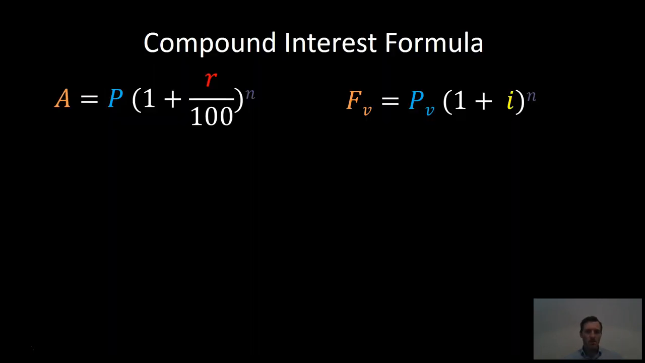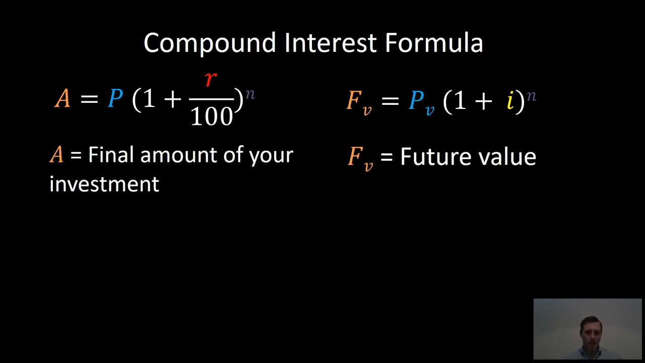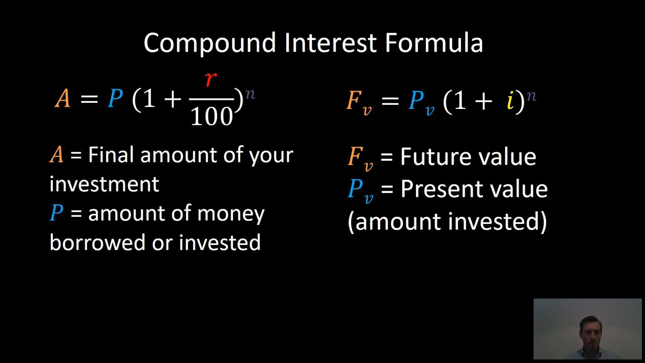Similar to simple interest, different texts use different formulae and parameters for the compound interest formula, but you'll still get the same answer as long as you know how to use each one. I've included a couple of common formulae here. A and FV refer to the final amount, or final value, or future value of an investment. This is what we are calculating when we're using this formula. P or PV both stand for the amount of money borrowed or invested. This is known as the present value or the principal.